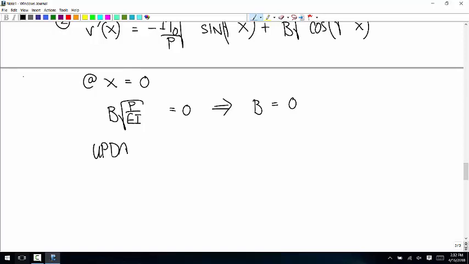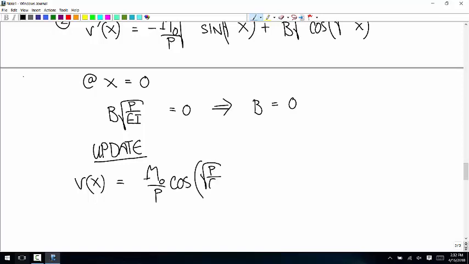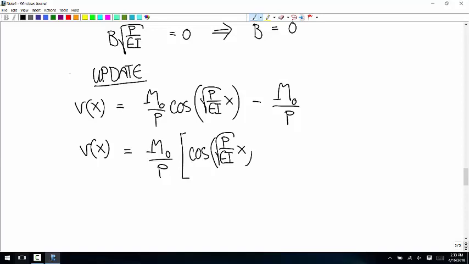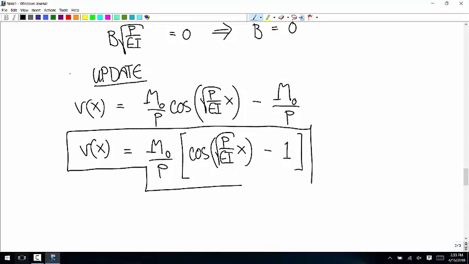And so now we can update this again. We have now that v of x is equal to m sub 0 over p times the cosine of square root of p over ei times x minus m sub 0 over p. And I'm going to rearrange that, pulling out the m sub 0 over p, and that times cosine of the square root of p over ei times x minus 1. Okay. So now we know what all the constants are.